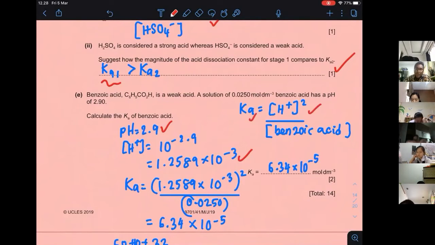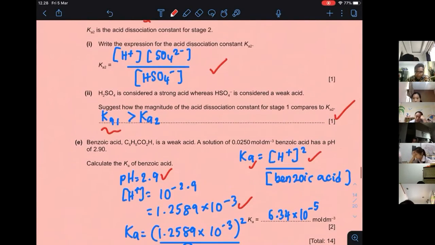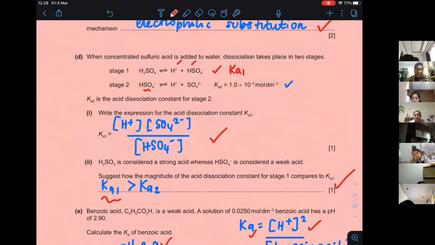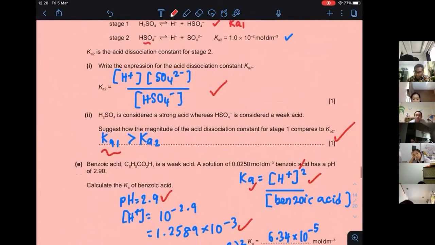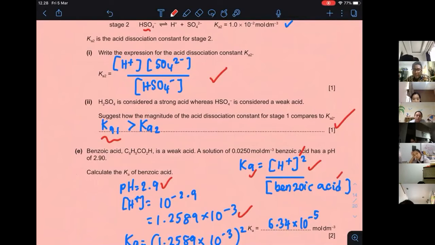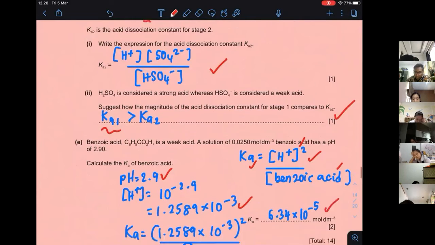The assumption is that the H plus and the ion that is going to be formed over here, this one and this one, are going to be the same. So I'm just assuming they are the same. I will also assume the benzoic acid does not dissociate a lot. So apply the formula and then you will get the answer.